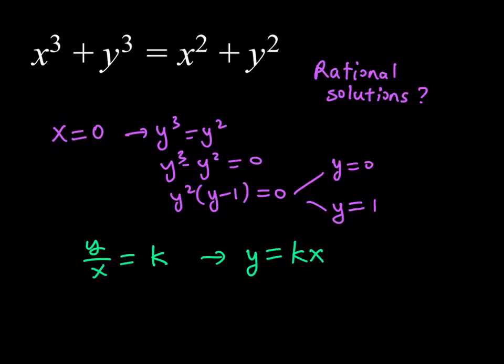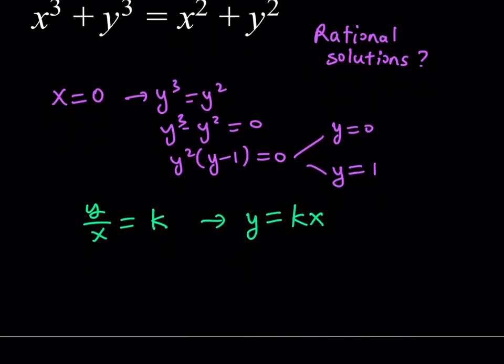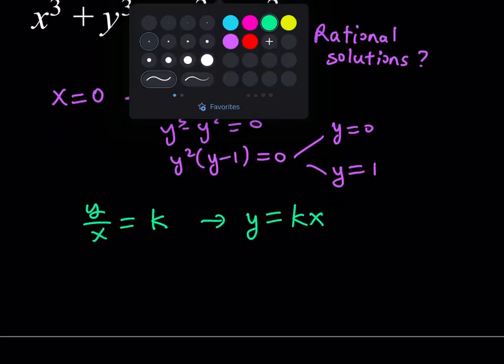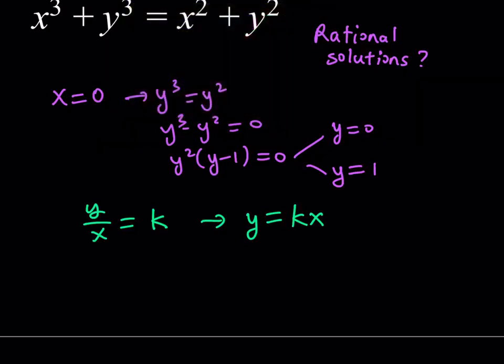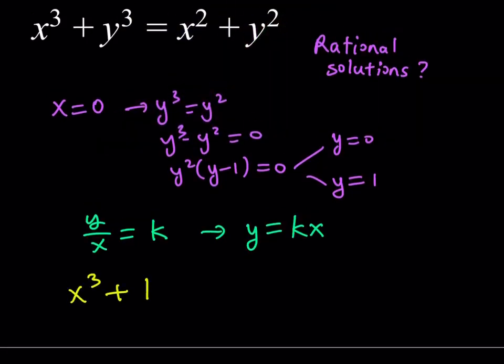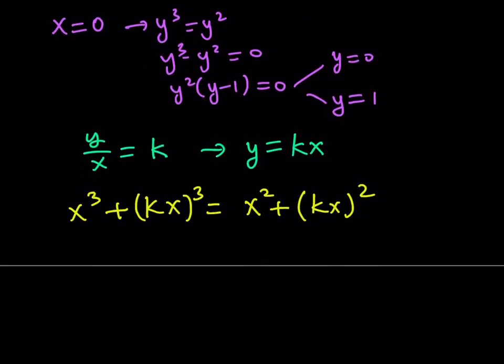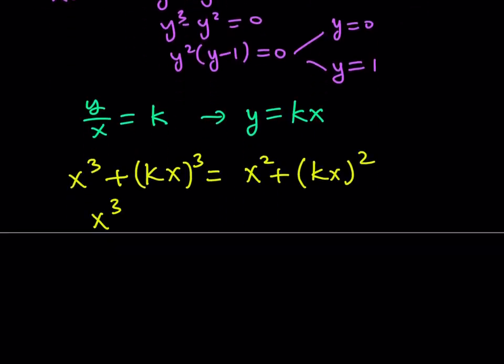Now, let's go ahead and substitute kx for y on both sides. So this is going to give us, let's see what that gives us. Okay. We have x cubed, and then plus y cubed, so I'm going to replace y with (kx) cubed. And then on the right-hand side, I have x squared plus the quantity (kx) squared. All right, let's go ahead and expand this a little bit and simplify. This is going to be x cubed plus k cubed x cubed is equal to x squared plus k squared x squared.